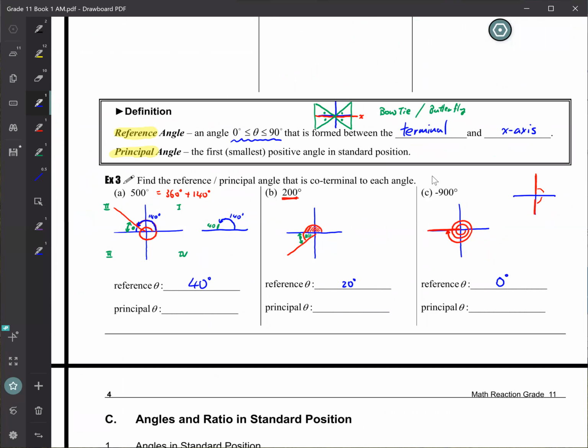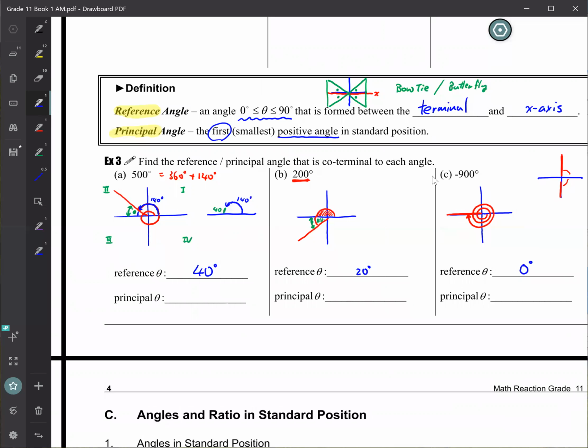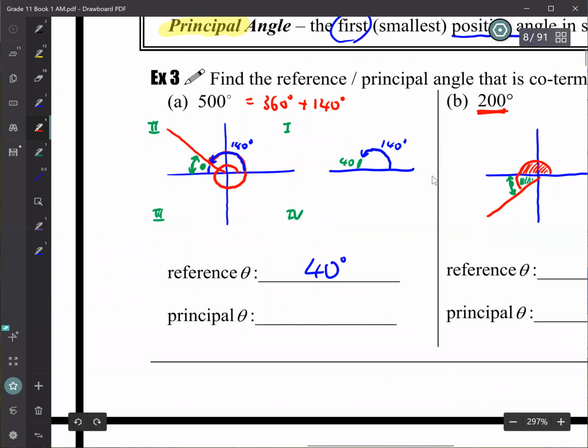Principal angle is the first positive angle in a certain position. Because you already got a picture, all you need to do now is to find the first positive angle to reach the arm. For example here, I'll use blue. The blue line, which I already have here, the 140, you see the very thick blue line. This one is positive. It's the first positive that can touch the terminal arm.